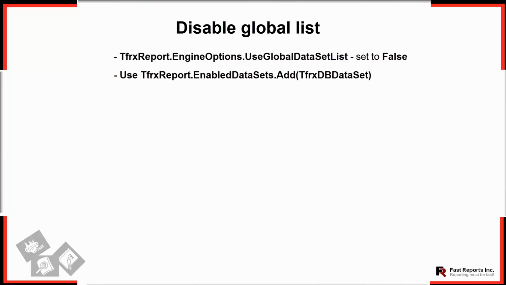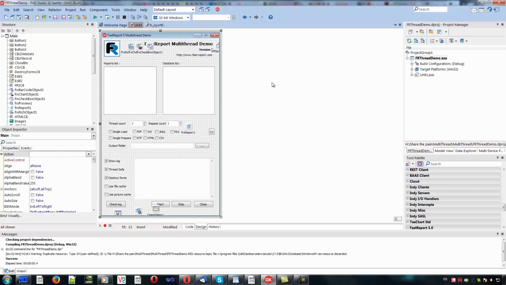Now we know most of the properties to make FastReport work in a multi-thread application, and we can take a look at the multi-thread example which I prepared for this presentation and see all the methods I described. To build this example I used FastReport, which comes with RAD Studio, so if you want to run this example you don't need to download or buy anything. You can use the standard FastReport which comes with the RAD Studio IDE.